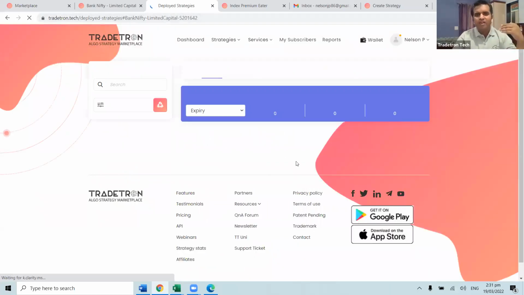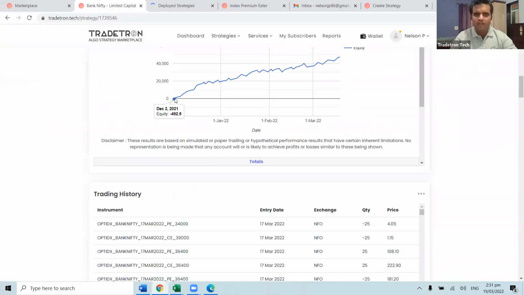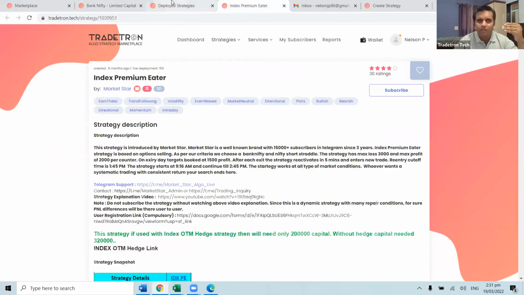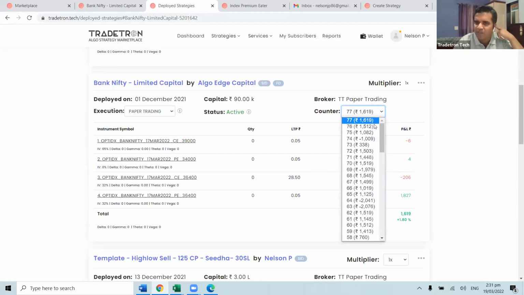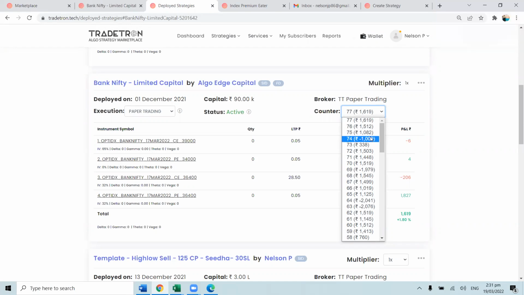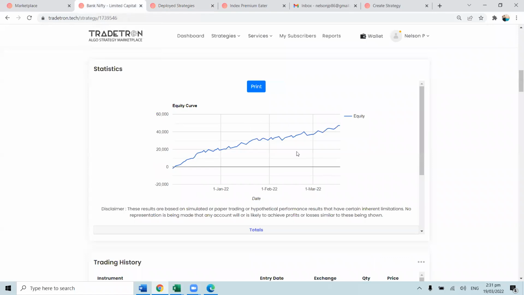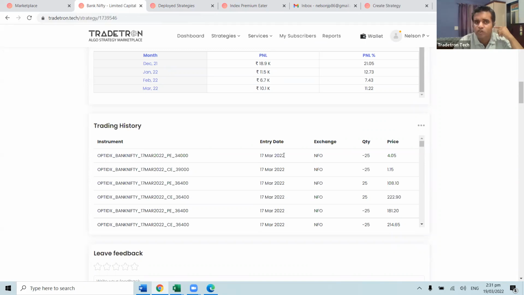Over here, similarly, this strategy was started from the 3rd of December. Whenever you create your own strategy, for this particular strategy, Bank Nifty Limited Capital, you will see these previous counters, how the strategy did on a daily basis. Below the stats curve, this one, right? This is trading history. Trading history is not visible in each and every strategy. Correct. Yes, I will show you that.